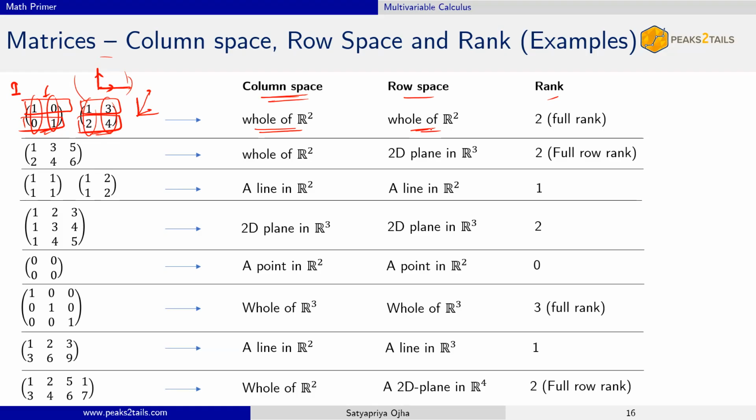The rank of this matrix would be 2. Why 2? Because there are two linearly independent vectors. So the rank is 2, and it is called full rank because the size was 2 cross 2, and I could achieve the highest rank possible. So it is full rank. Okay. Is the first one clear? Any doubts?